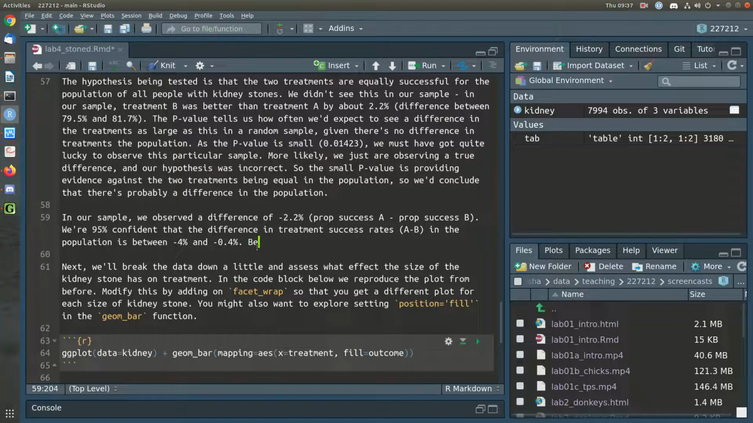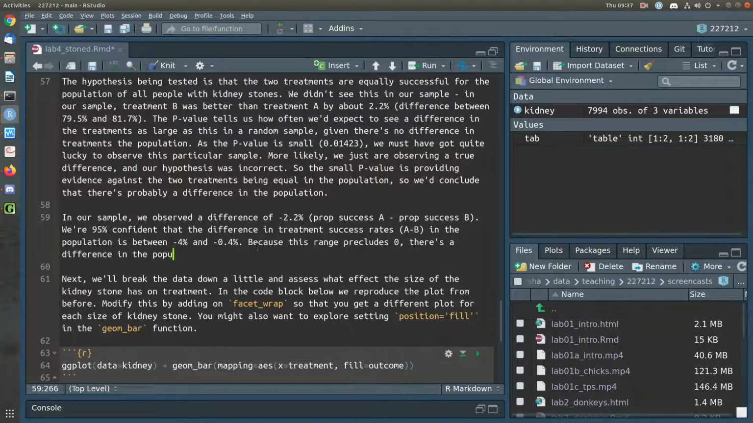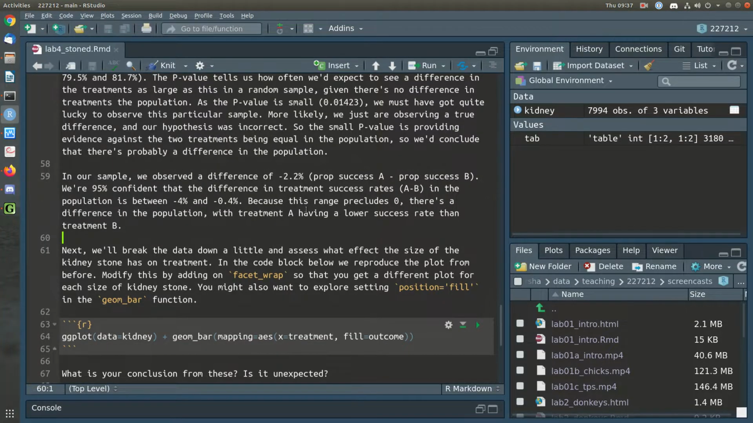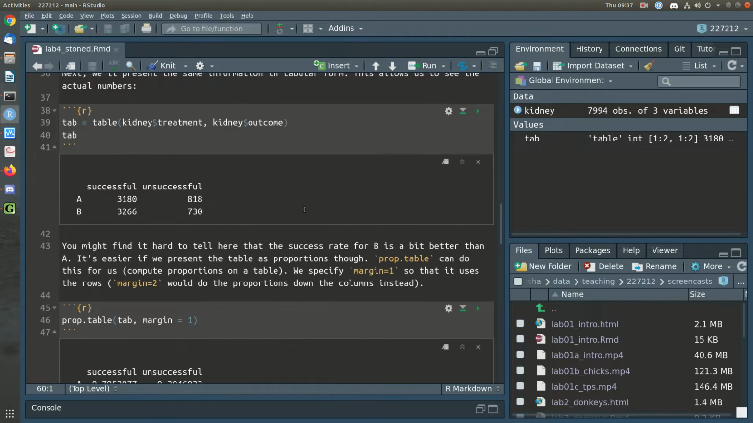Because both these numbers are negative, because this range precludes 0, there's a difference in the population with treatment A having a lower success rate than treatment B. Because we've done A minus B and it's negative, A must be less than B. So we've concluded that B is better than A.